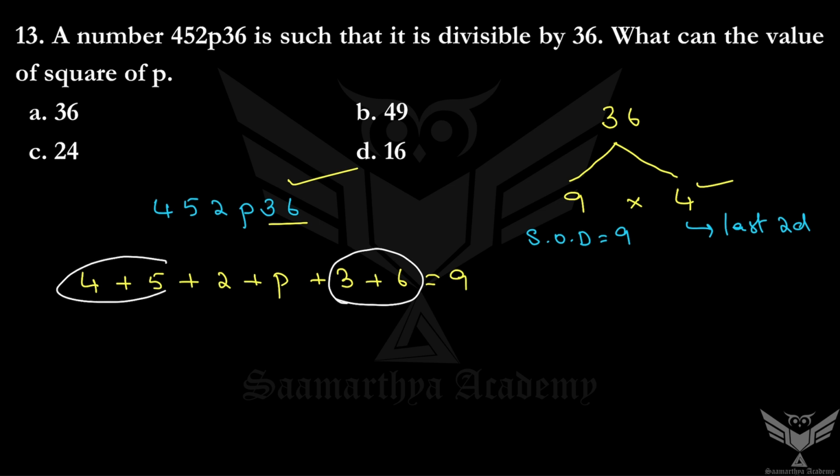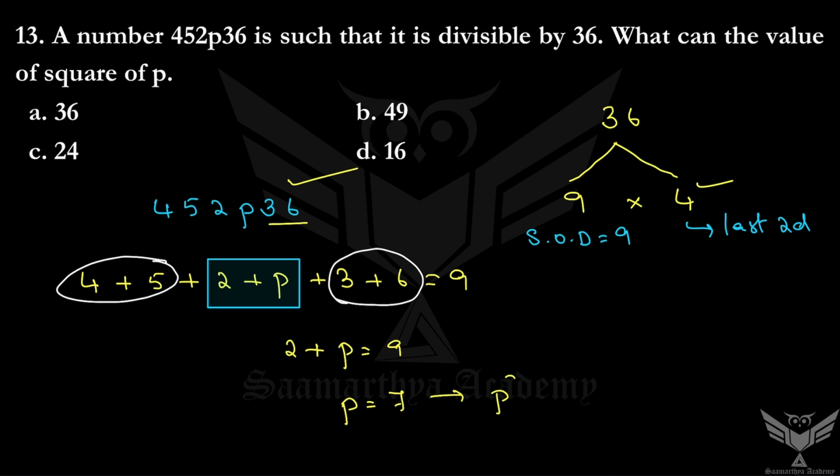4 and 5 will form 9, so it is also divisible. Only thing which is left is this. Then 2 plus P should be divisible by 9. Then 2 plus P should be equal to 9. Clearly P is 7. Then P square is 49.